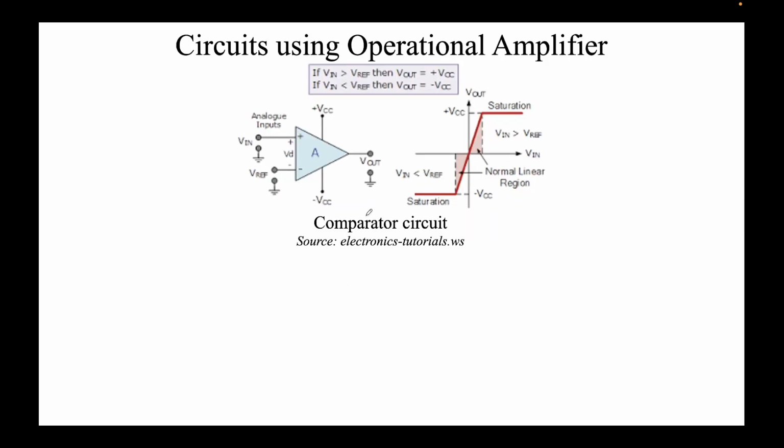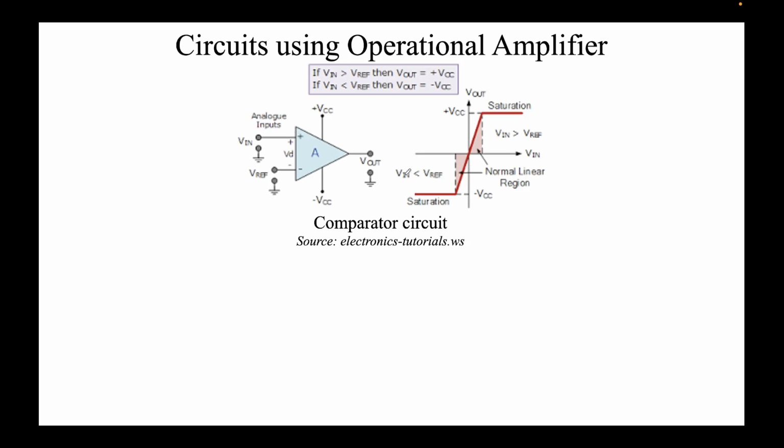As the name suggests, operational amplifier is used to perform some operations, and one of the very simple mathematical operations is comparison. On the left in blue, you can see an operational amplifier A. These are the saturation voltages plus VCC and minus VCC, and we are applying a reference voltage to the inverting terminal, and an input signal to the non-inverting terminal over here.